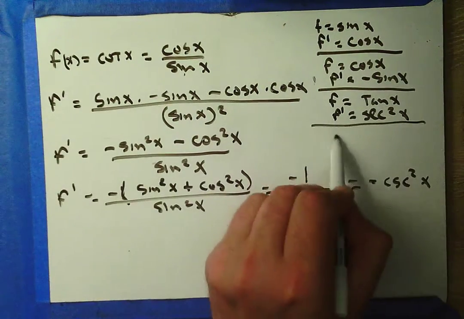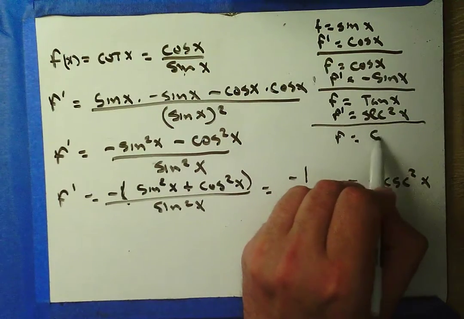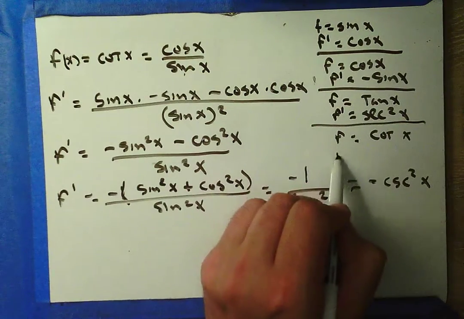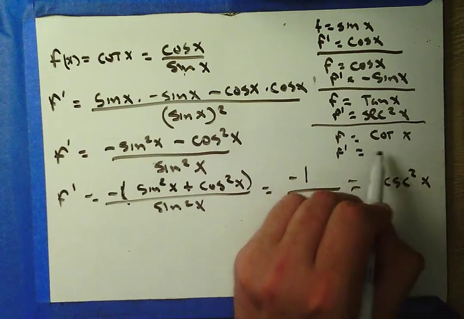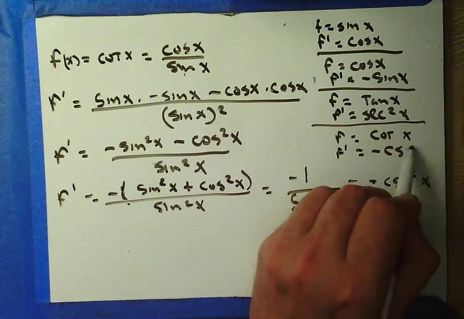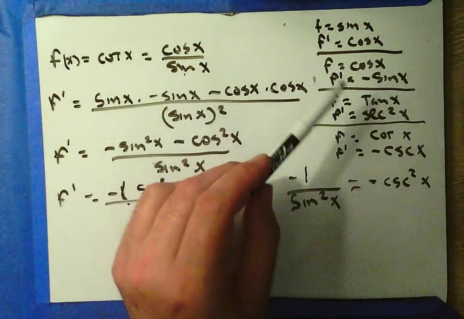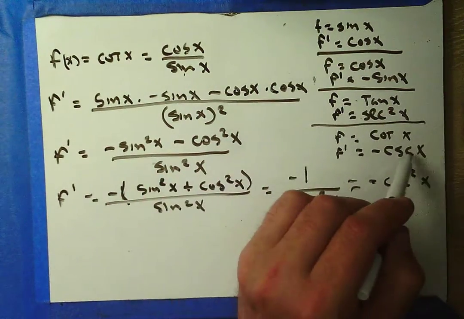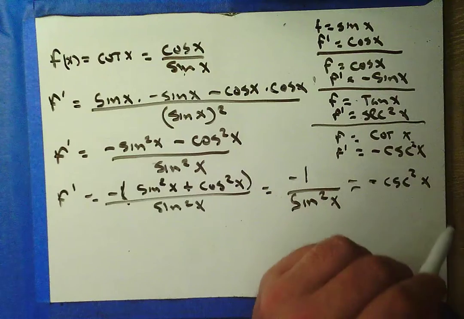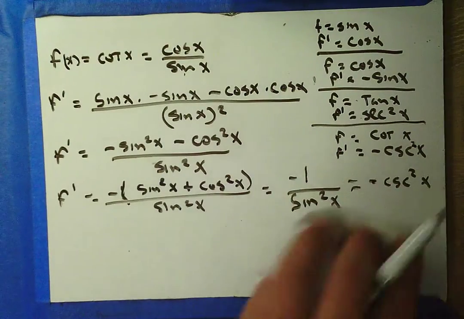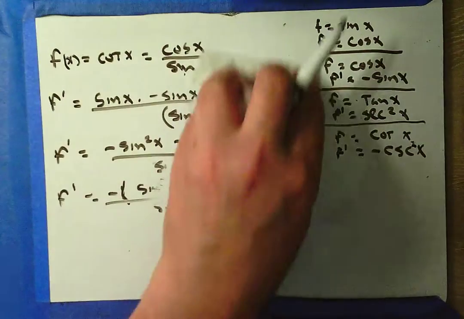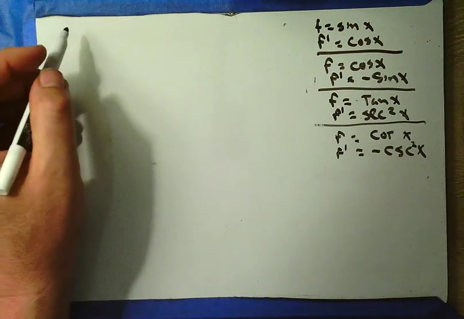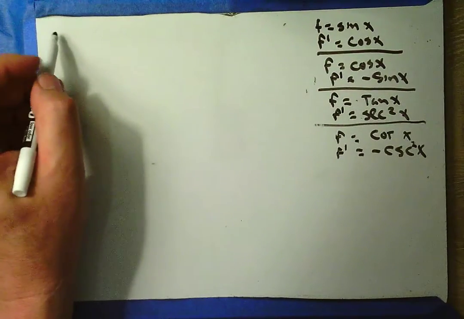So when f of x is cotangent x, then f prime is going to be negative cosecant squared x, just like the derivative of tangent was secant squared. Ooh, not cosecant, but cosecant squared. Gotta have that squared or you're going to be very sad. Okay. The last two, what about the derivative of secant and cosecant?